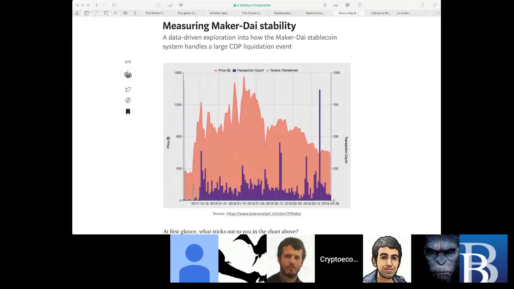But what I wanted to know is, when a crash happens, how does the auto liquidation work? What does a maker get? And how does it go back to normal?